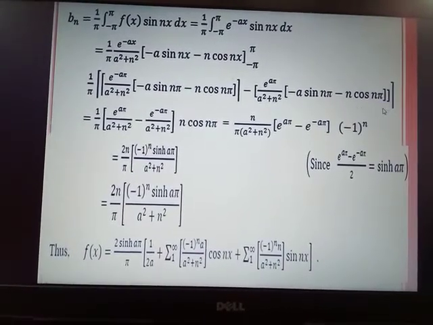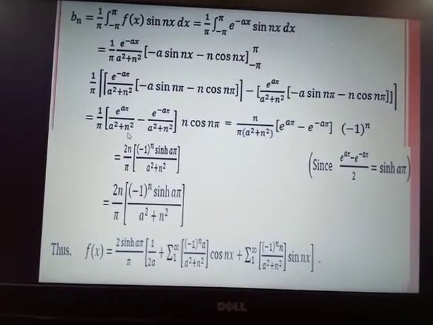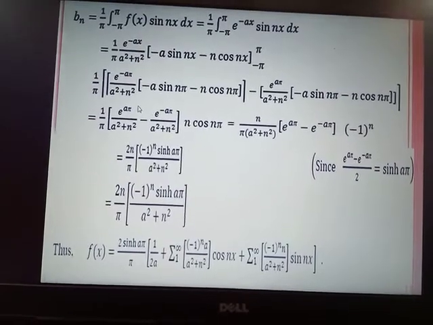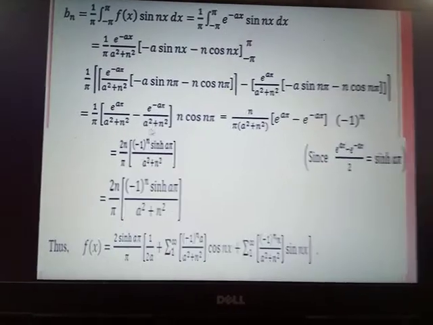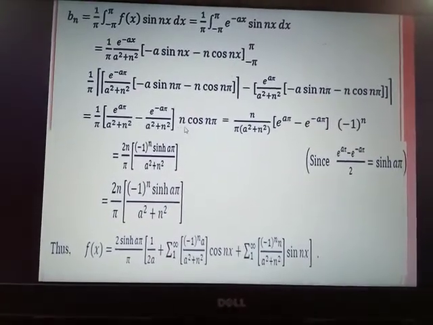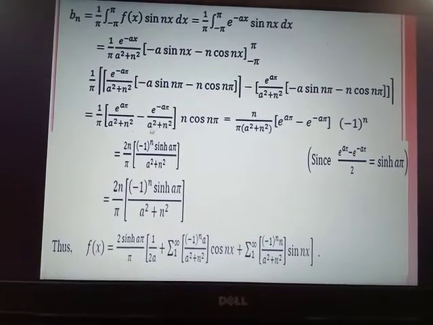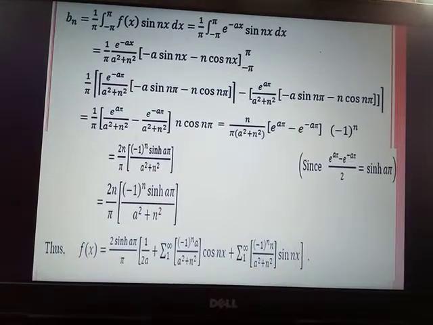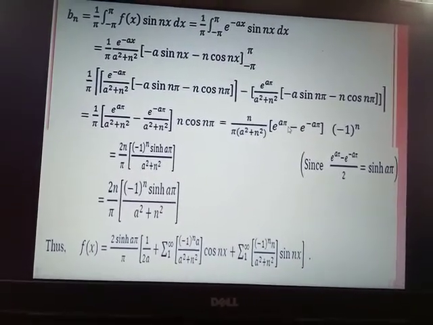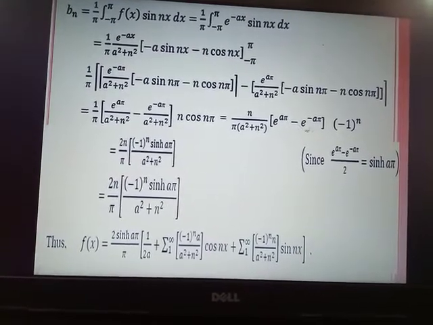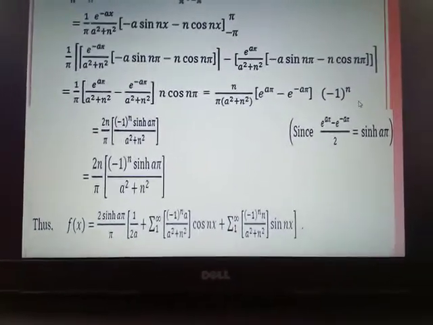which is equal to 1 by pi into, on simplification we get 1 by pi into e raised to a pi divided by a square plus n square minus e raised to minus a pi divided by a square plus n square into n cos n pi. Now take this a square plus n square common, we get n divided by pi into a square plus n square, e raised to a pi minus e raised to minus a pi into 1 minus 1 raised to n.